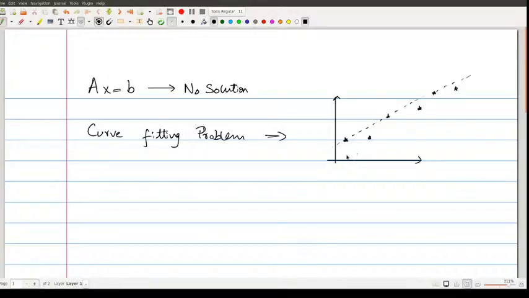Similarly, if I draw a line through the first two points, then maybe I might get the third point, but these two won't be on that line. If I draw another line and try to satisfy these two points, then the rest of the points won't be on that line. But still, we draw a line like this, and we call it the line of best fit. What we've done here is essentially solve a system of equations. We've said Ax equals b, and we've solved that system even when it had no solution, right?